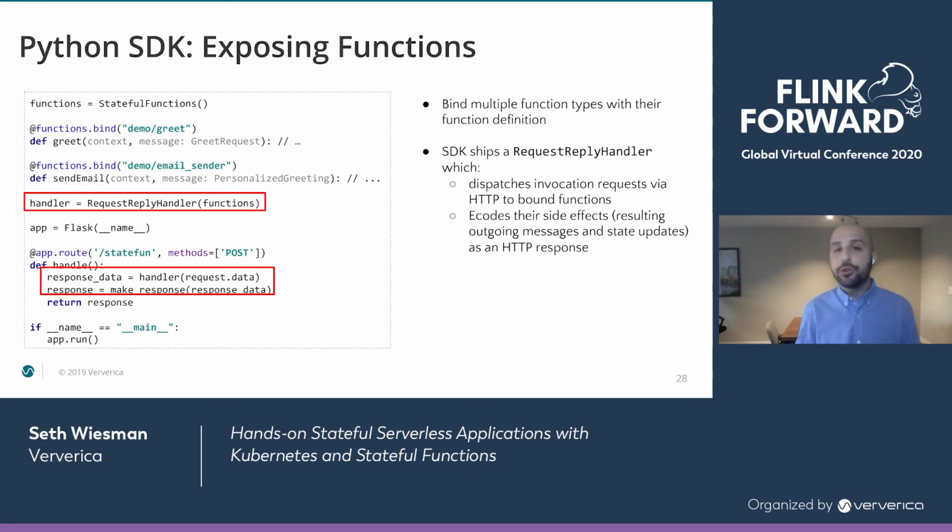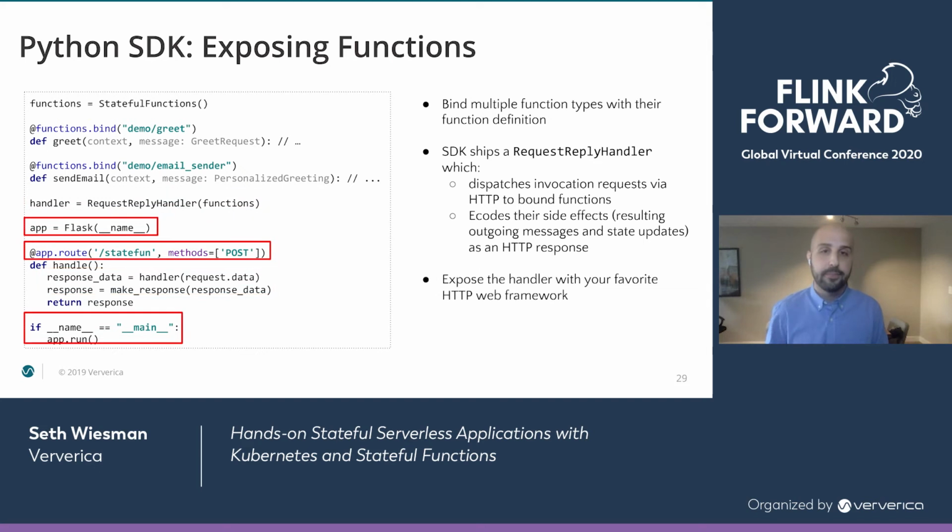The SDK also ships with a request reply handler, which is going to dispatch requests via HTTP to bound functions. And so this is the thing that's implementing that low-level protocol. This is going to handle encoding all of our side effects as well, and returning the results and our updated states to the Flink runtime. And this handler can be exposed with our favorite HTTP web framework. I'm using Flask in this case, but you can use whatever you like.